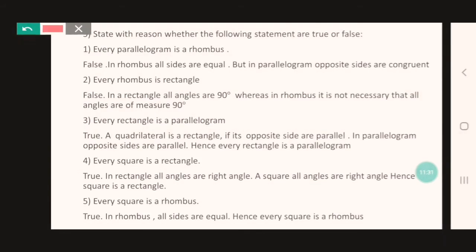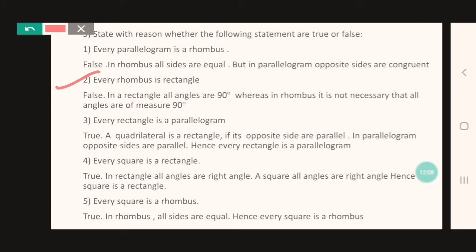Now the second one, every rhombus is a rectangle. Now in a rectangle all angles are 90 degree, but in rhombus it is not necessary that all angles are 90 degree. Okay, and in rectangle also opposite sides are equal, but in rhombus all sides are equal. That's why the given statement, that is every rhombus is a rectangle, is wrong.